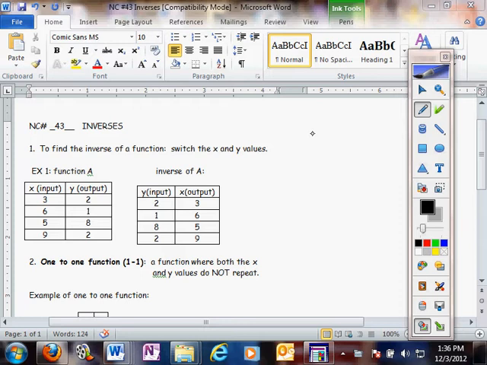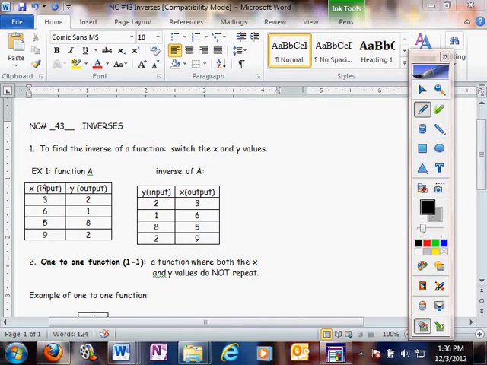Number one, it says to find the inverse of a function, switch the x and y values. Pretty technical here. Not really. If we have an example here of a function a, the x's are 3, 6, 5, and 9. The y's are 2, 1, 8, and 2. To find the inverse of a, you simply take the y's and make them your x's, and then take your x's and make them your y's. Now we have the inverse of a right here by flipping the x's and y's. That's pretty simple stuff, hopefully.